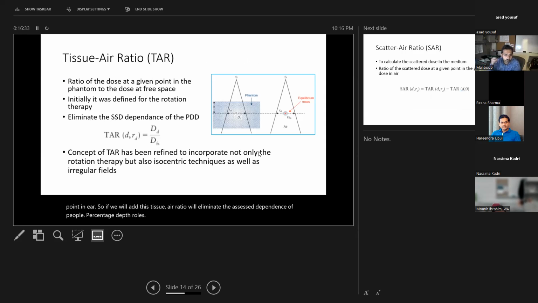The concept of tissue air ratio has been further refined to incorporate not only rotation therapy but also isocentric techniques and irregular fields. Initially, this tissue air ratio was defined for rotation therapy, as I discussed in the previous slide, because when we have rotation therapy, the SSD does not remain constant throughout the rotation of the gantry. So that's why TAR would be applied to eliminate that factor.